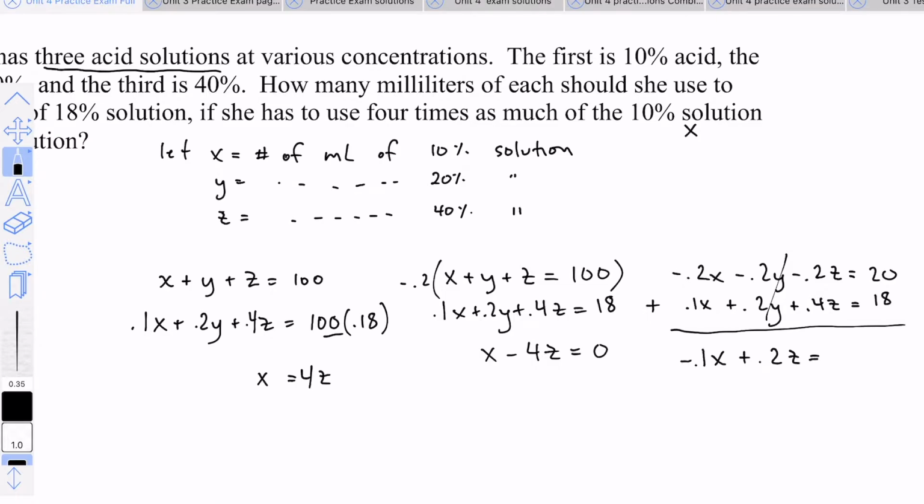And actually, this needs to be negative 0.2, or negative 20, because I multiplied by negative 0.2. So that needs to be negative 20. And I get negative 2 right there. So you see the result of that step was an equation in terms of x and z. Here I have an equation in terms of x and z. So I'm going to take this equation, combine it with this to make a new system of equations.